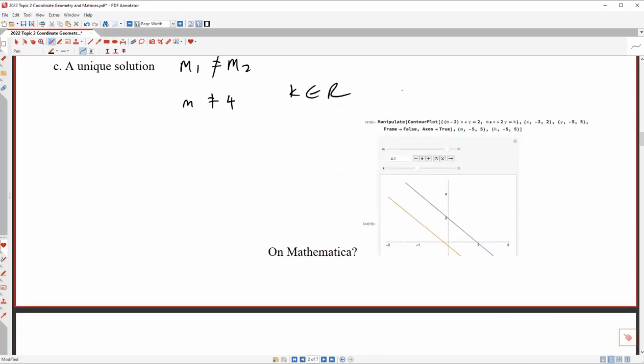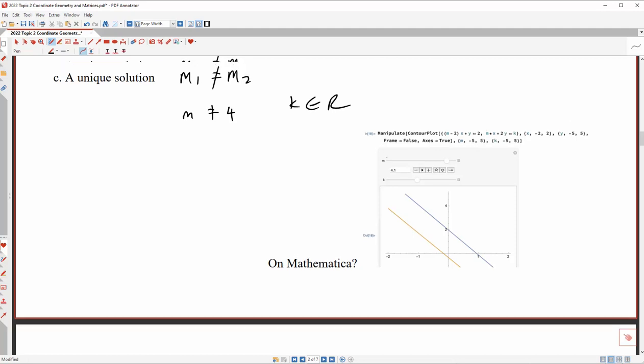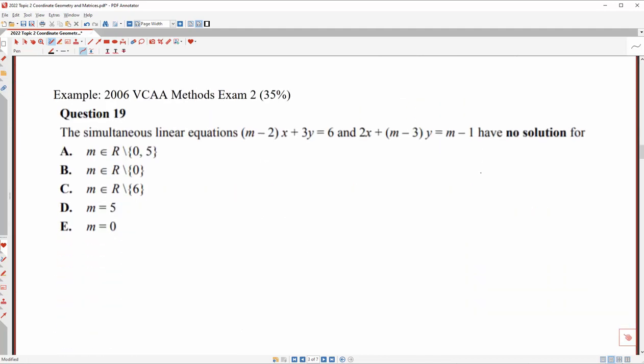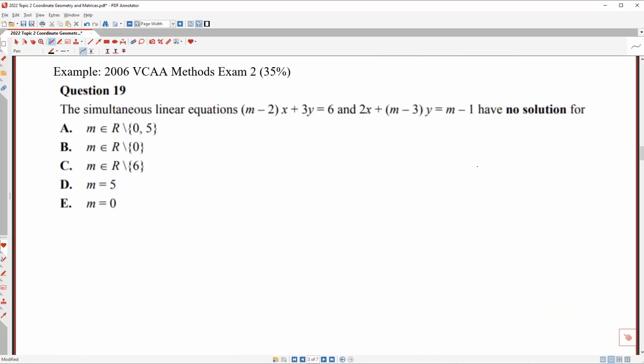So to do that on Mathematica, it's a fairly feisty looking function there, but this will allow you to visualize this. So you can see why I did it on GeoGebra just for the moment. But once you get that copied into your notebooks for Mathematica, it'll be fairly easy to slam out any problem like this. Alright, so this was on the 06 VCAA Methods Exam 2, and hardly anyone got it.